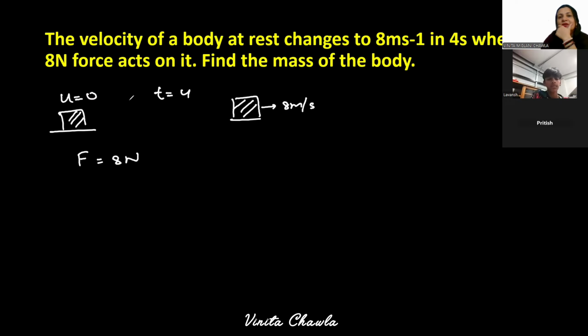This is the initial velocity and this is the final velocity. So first we'll find acceleration. Mass we have to find out. We need to find acceleration first because acceleration is not given, but initial and final velocities are given. So what is acceleration? 8 meter second minus 1. See, that is not acceleration. That's your final velocity.